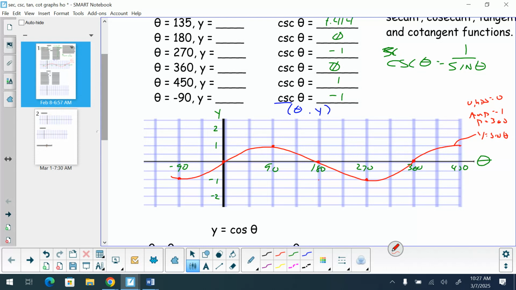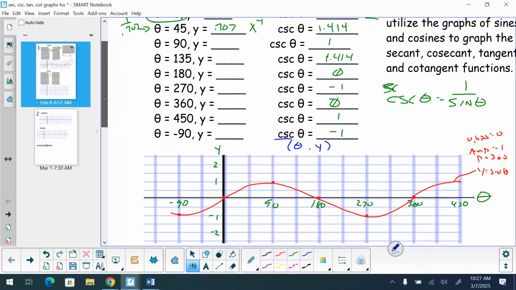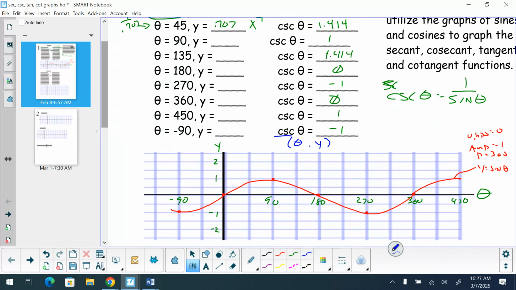So if we take a look at some values here, when we had the value of 0, we're at an error. When we're at 45, we're at 1.414. Then at 90, we are at 1. Then at 135, we're at 1.414. Then we have an error. Then we're down here at -1. We have an error, we're back up here at 1.